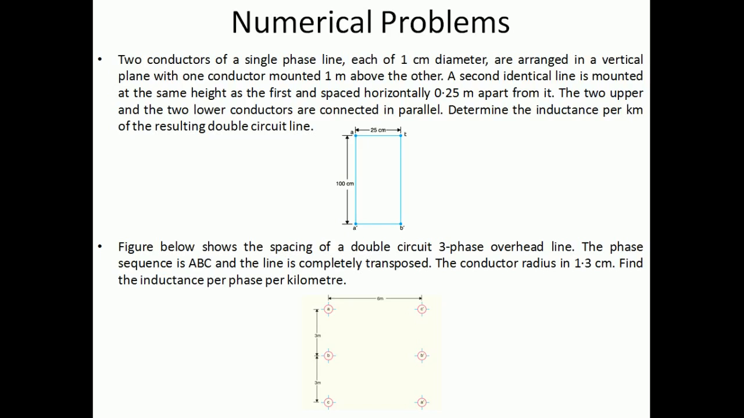Then you have to calculate the value of inductance per meter per conductor. Then further multiplying it with 1000, you will be getting the value of inductance per phase per kilometer. You are not asked to find the loop inductance in this case, so you don't have to multiply it with 2, you are just simply asked to find the inductance per phase per kilometer. In this case it is clearly asked to find the resulting inductance per kilometer of the resulting double circuit line.